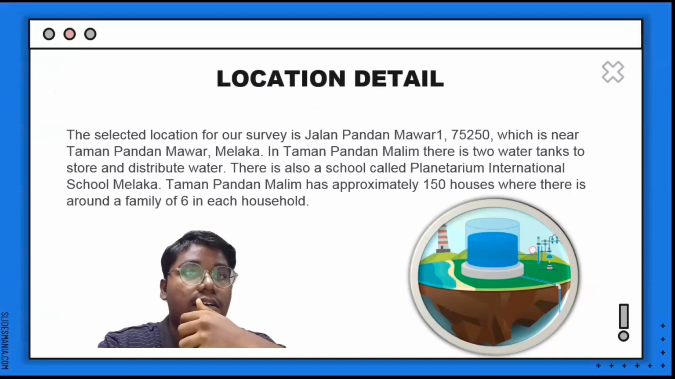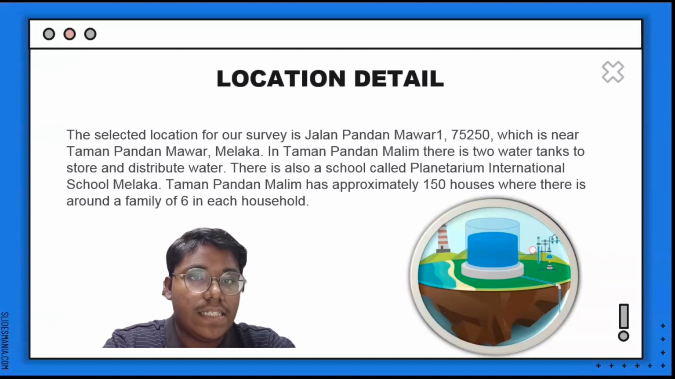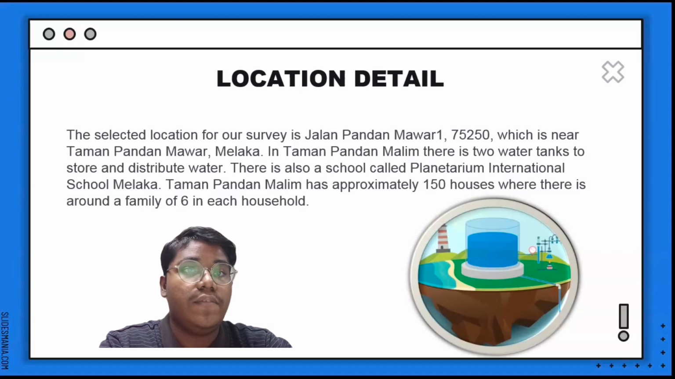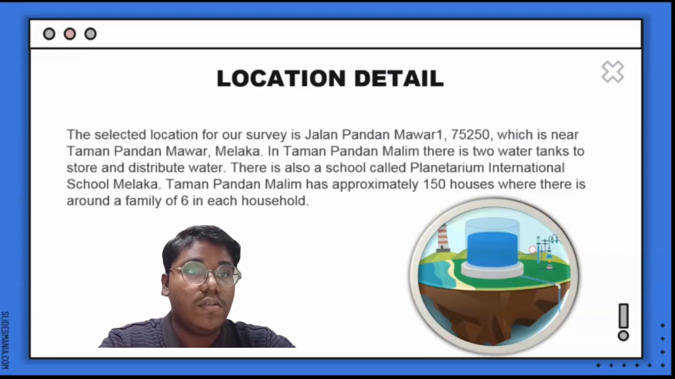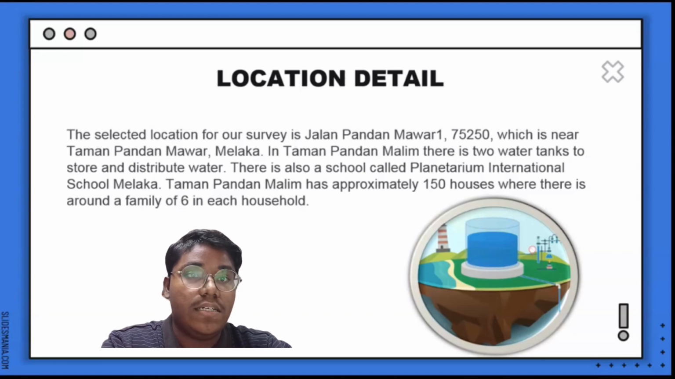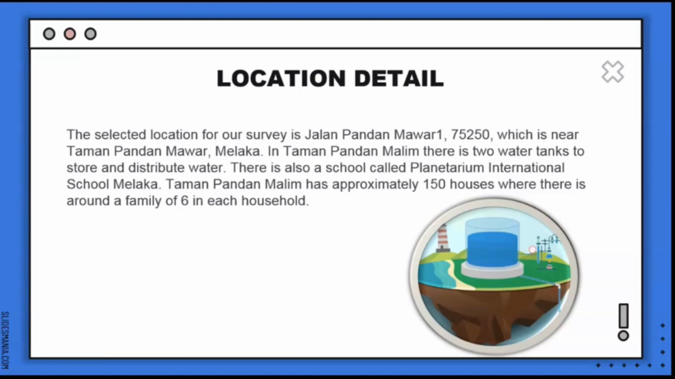The next topic we'll be going through is location detail. The selected location for our survey is Jalan Pandan Mawar 1, 75250, which is near Taman Pandan Mawar, Melaka. In Taman Pandan Mawar, there are 2 water tanks to store and distribute water. There is also a school called Planetarium International School Melaka. Taman Pandan Mawar has approximately 150 houses, where there is around a family of 6 in each household.